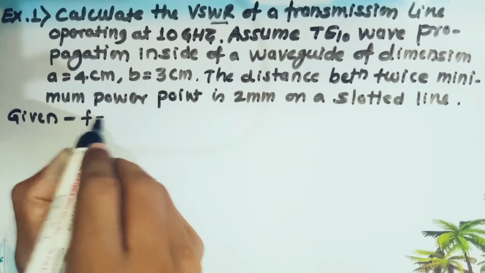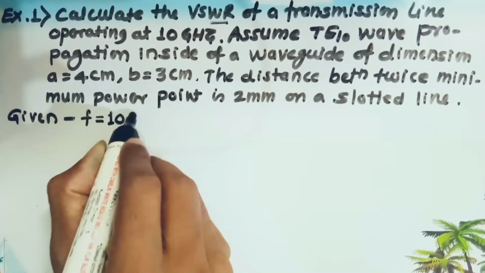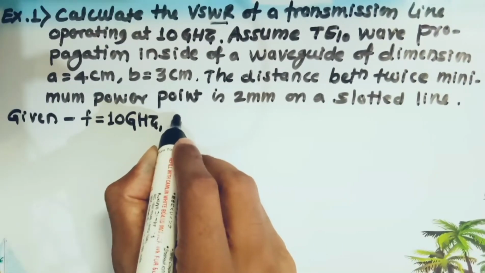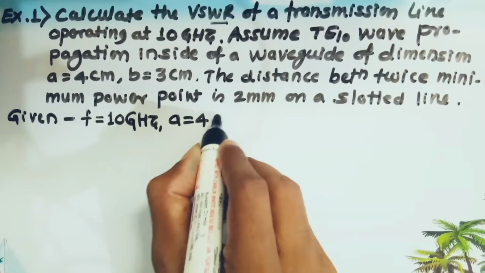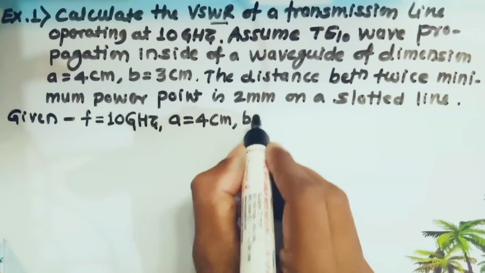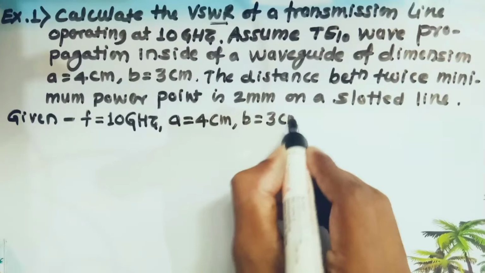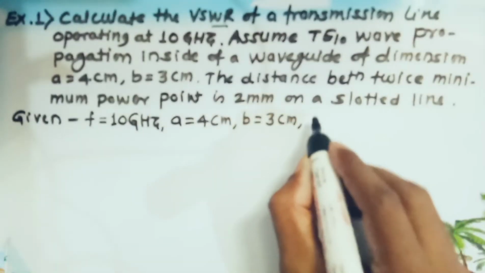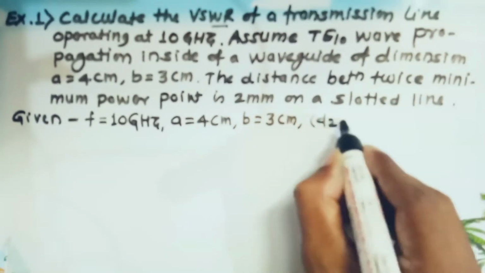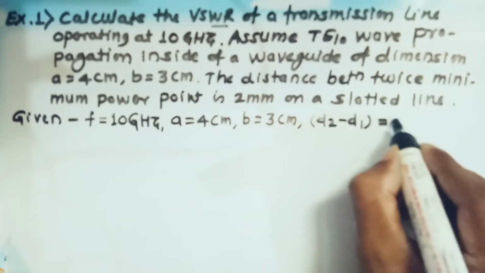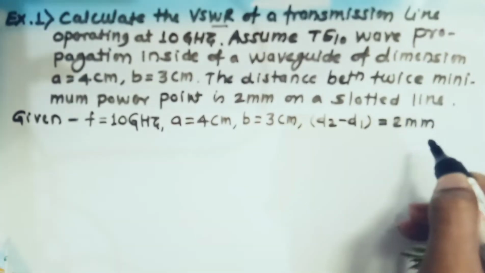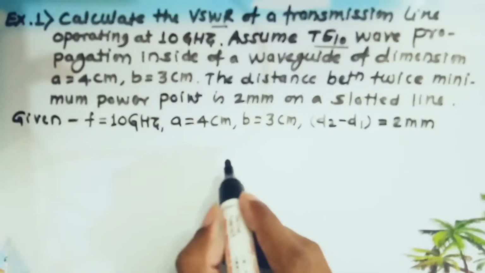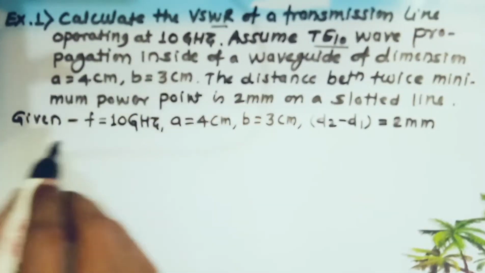So F is given, that is the operating frequency, 10 GHz. Then the waveguide dimensions are given, A equals 4 cm, B equals 3 cm. Then the twice minimum power point is given, that is D2 minus D1, equals 2 mm. The mode is given, that is TE10 mode. Now we have to calculate the VSWR.